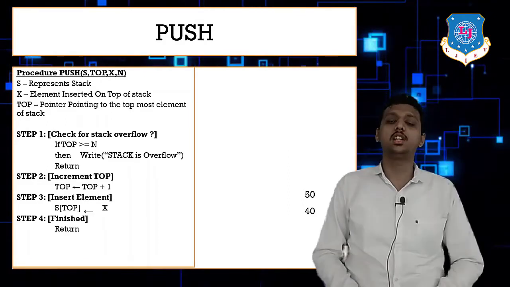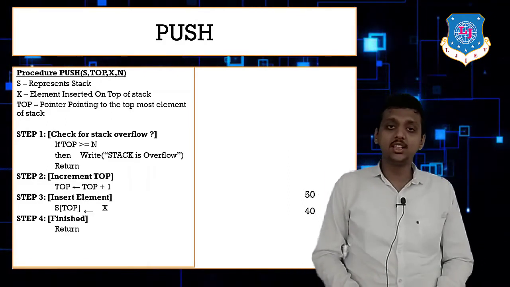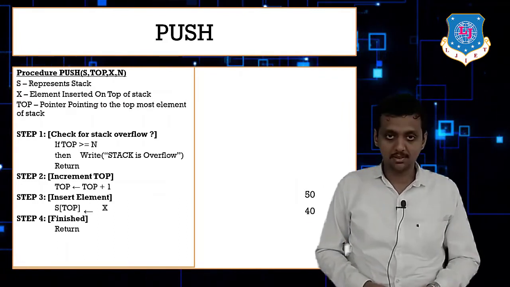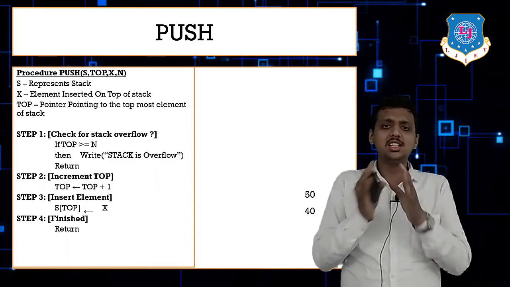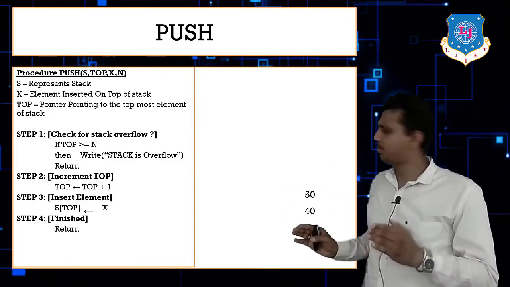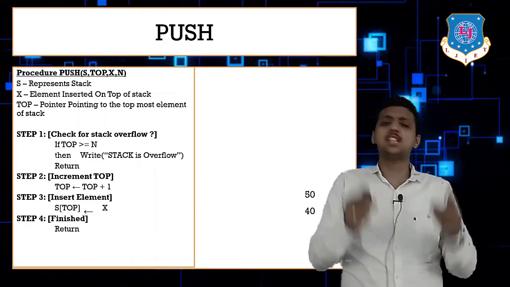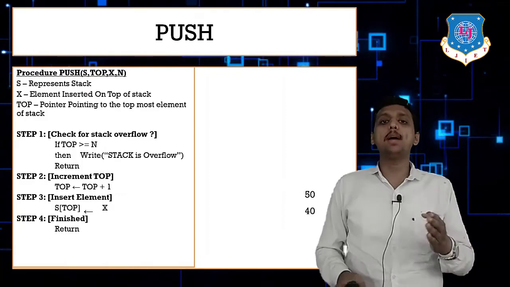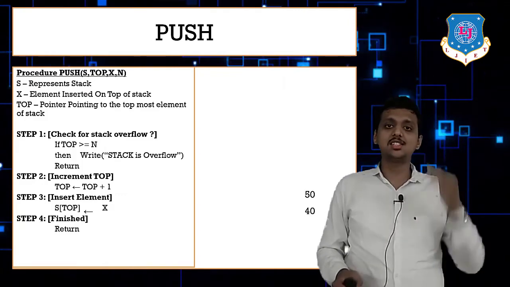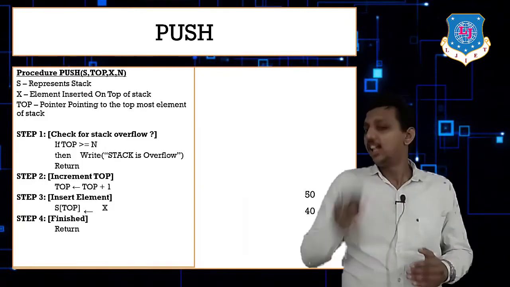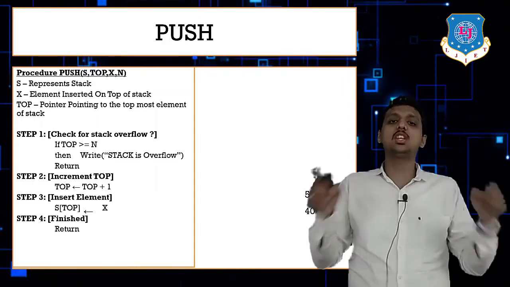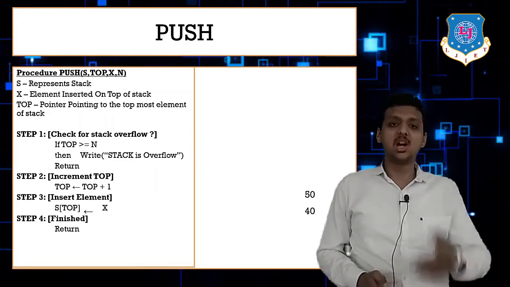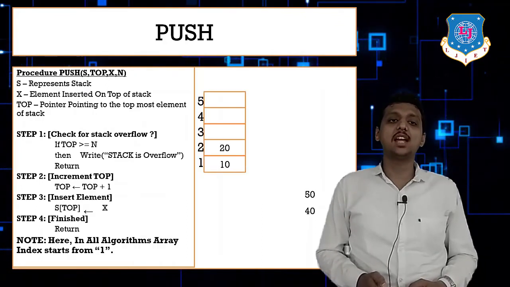Just write return. Again, I am not returning anything. This return statement shows that the algorithm is finished from this particular step. So what we did, isn't it very easy? For the insertion operation, students, you just need to first check whether my stack is full or not. How can you check whether my stack is full or not? You just need to compare the value of top pointer, like this: top is greater than or equal to n or not. If your value of top pointer matches the total size of the stack, then it shows overflow.